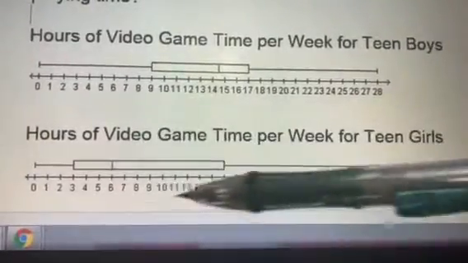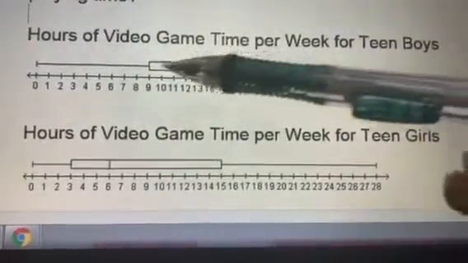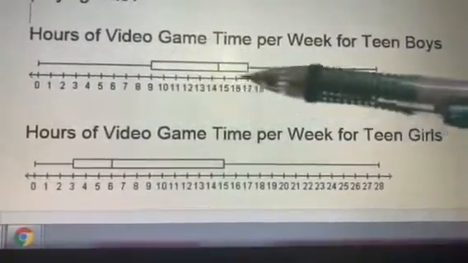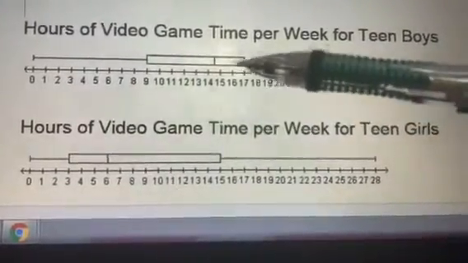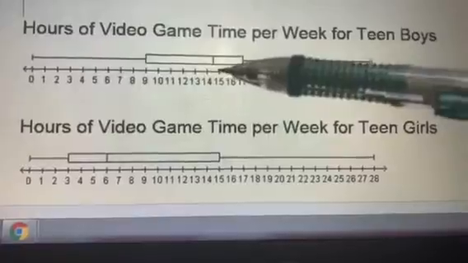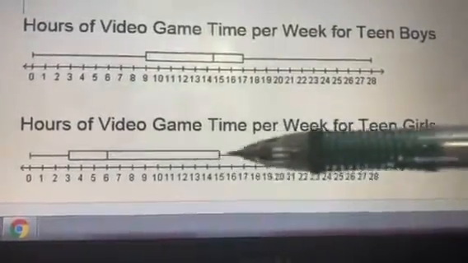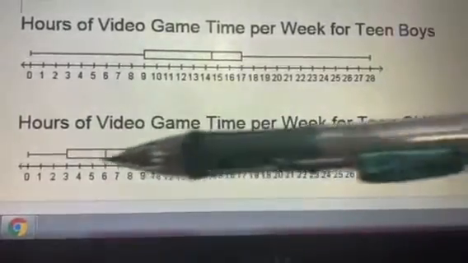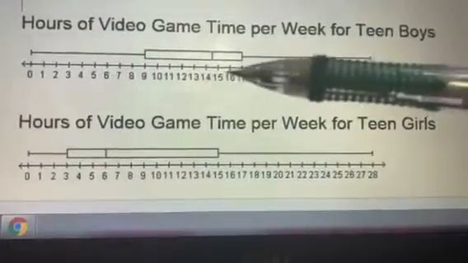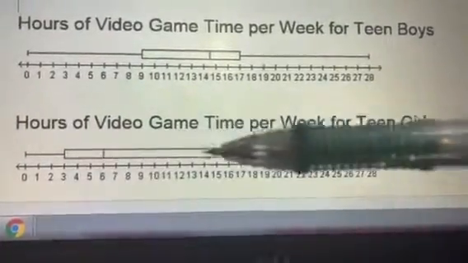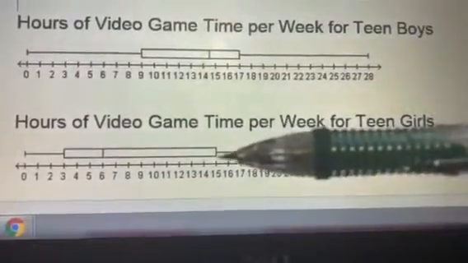So the middle 50% is more spread apart than the boys' middle 50% of their answers. It's not as spread apart. So the boys have less variability than the girls. The girls have greater variability because their interquartile range is greater than the boys' interquartile range. And we're looking at the width of the box to determine the interquartile range.